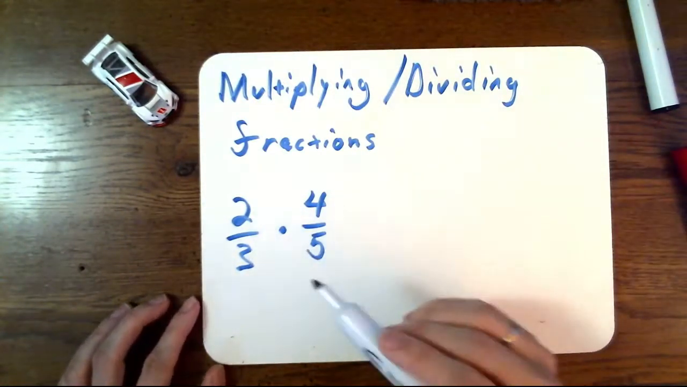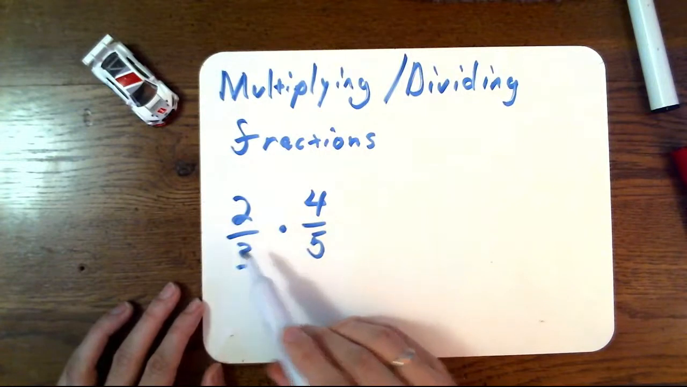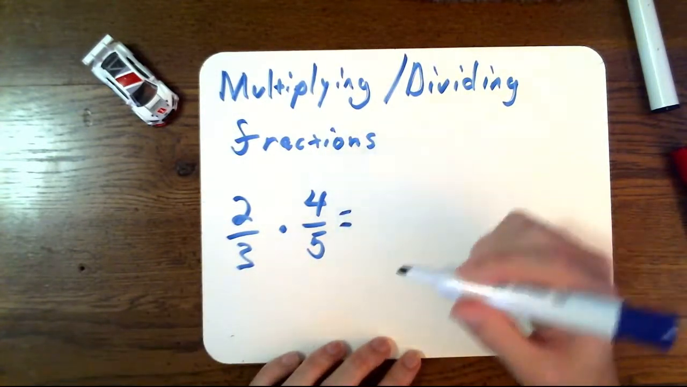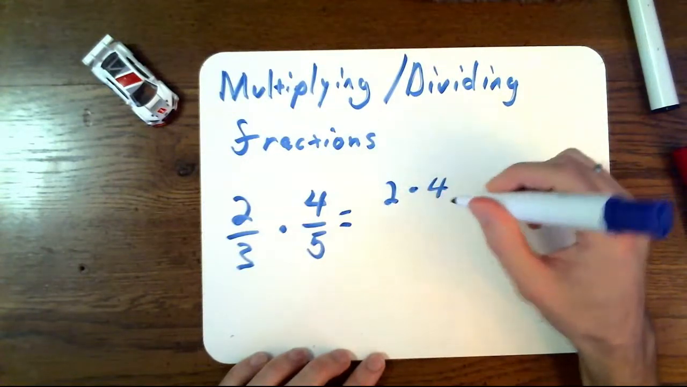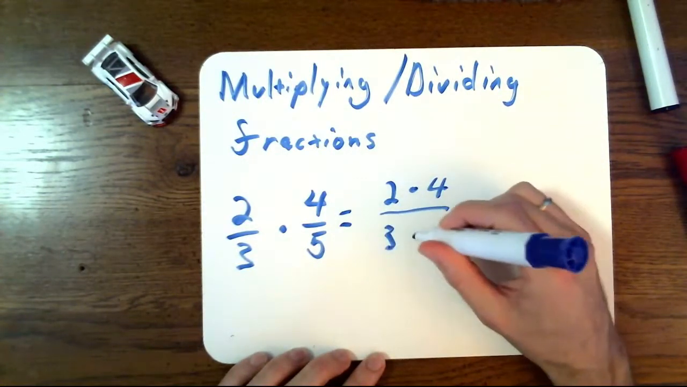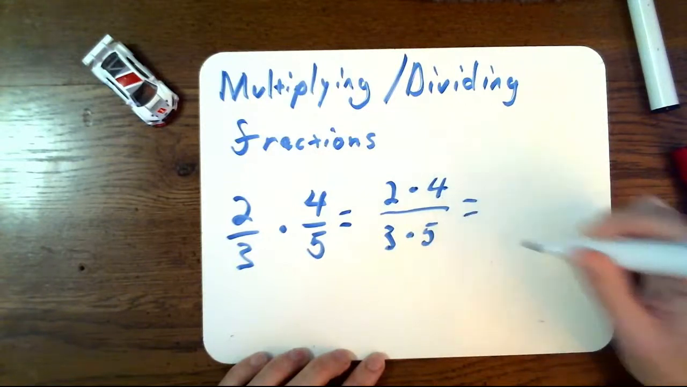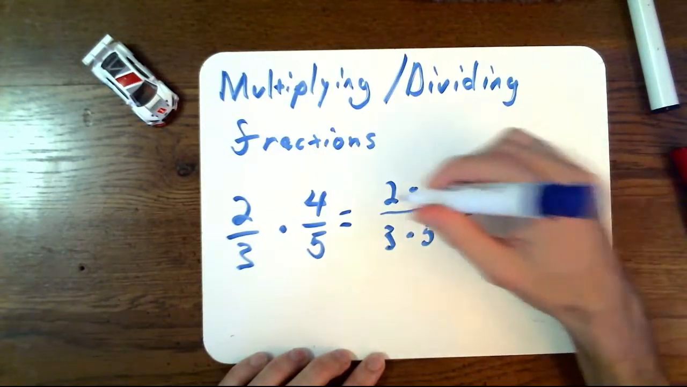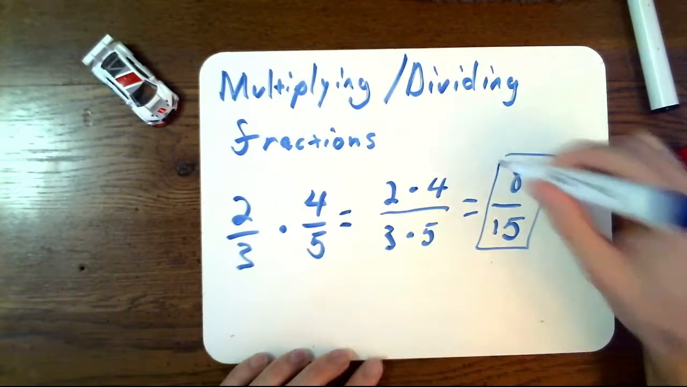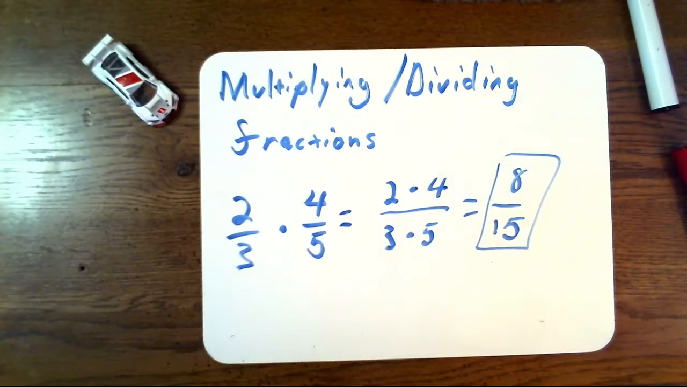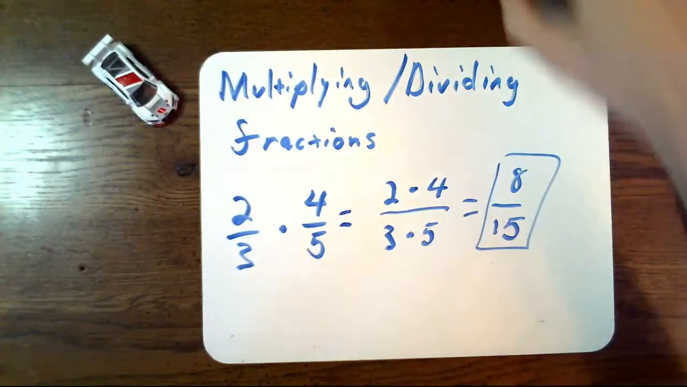When multiplying fractions, really all we're doing is multiplying straight across. So in the numerator, it's going to be 2 times 4, in the denominator, 3 times 5. And that'll be 2 times 4 is 8, 3 times 5 is 15. There we go, 8 over 15. It's that easy. Anytime you're multiplying, you can just do that.